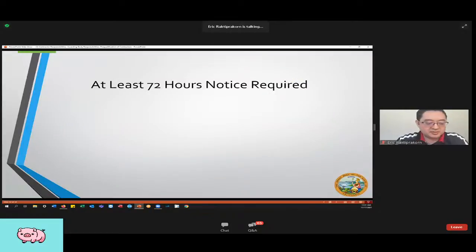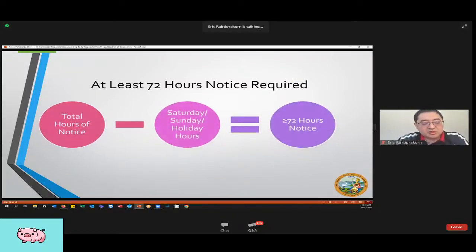Next slide, please. This visual demonstrates the arithmetic behind the 72-hour notice. So when providing your 72-hour notice on the DS-142 form, in order to be timely, you need to be mindful that Saturday, Sunday, and holiday hours do not count in the 72-hour notice calculation.